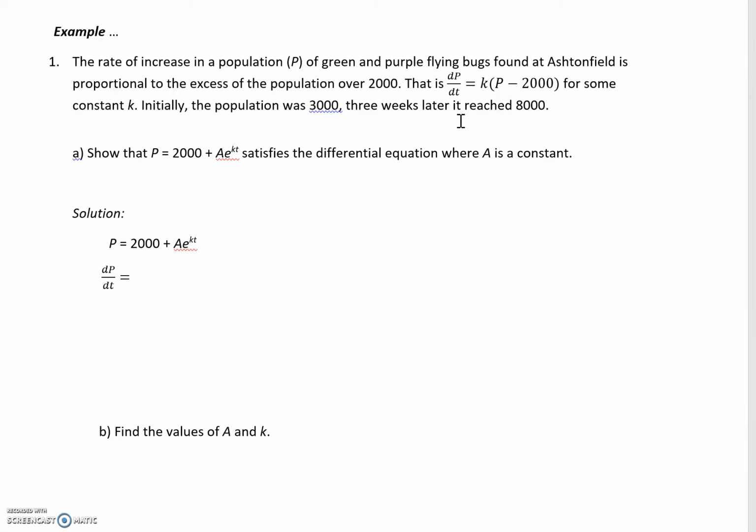You know that you're going to substitute initially t equals 0. And the population, and yes, they're using P, was 3,000. 3 weeks later, so that'll be t is equal to 3, and we've set our unit of time to be weeks. The population is 8,000. Show that this equation satisfies the differential equation where A is a constant.